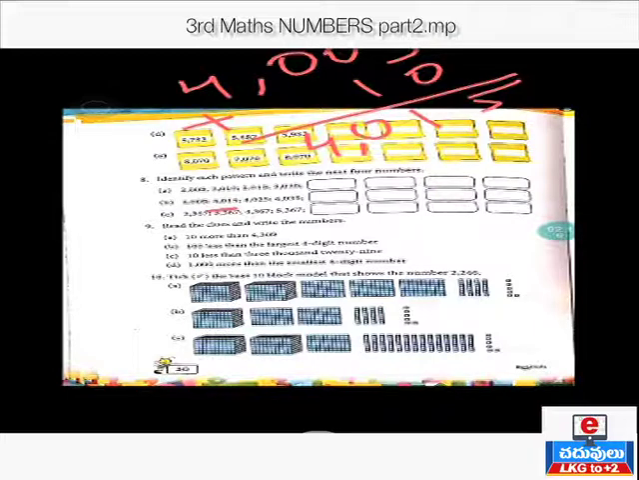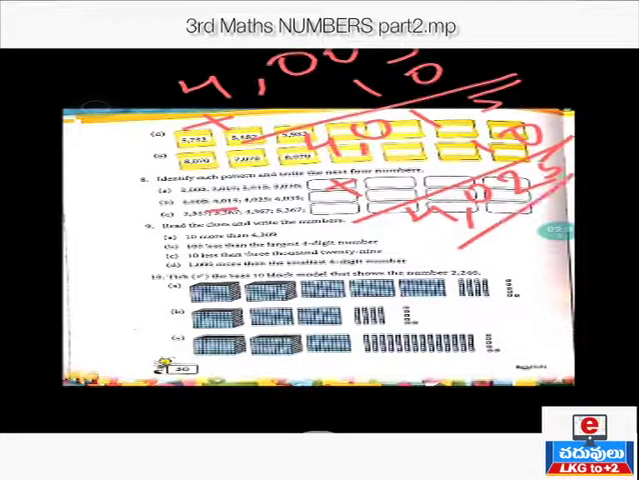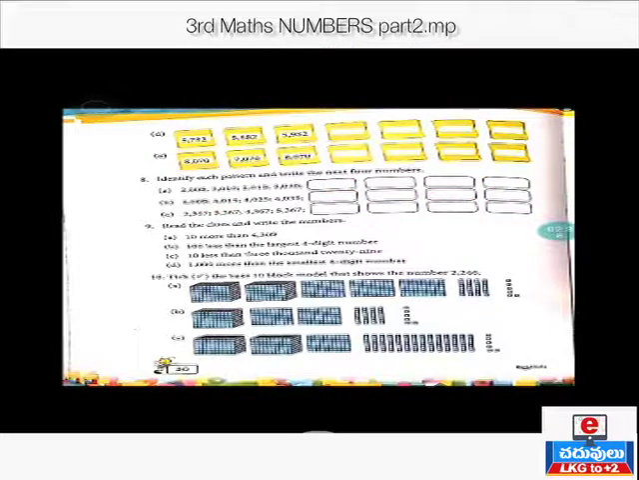Again we add plus 10. We get the next number. 5 plus 0, 5. 1 plus 1, 2. 0. 4 plus nothing is 4. Again we add, we get 4035.